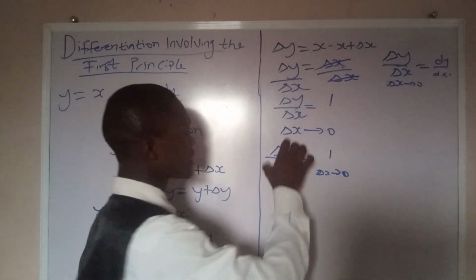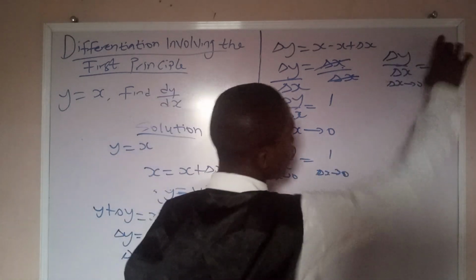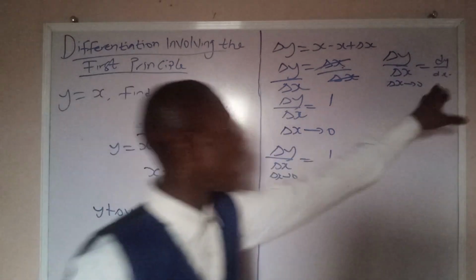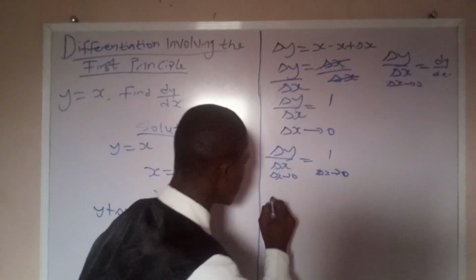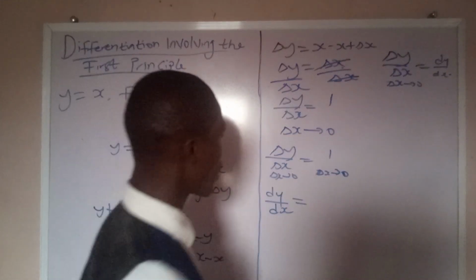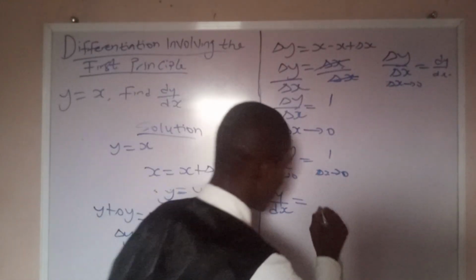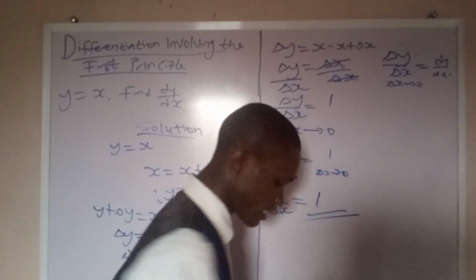So with something like that, you know that delta y over delta x, limiting delta x to 0 is equals to dy dx. So in the place of this one, I'm putting dy over dx. But as you can see from this place, we only have 1, not delta x. So I'm going to put 1 there as the answer. So this is the final answer.